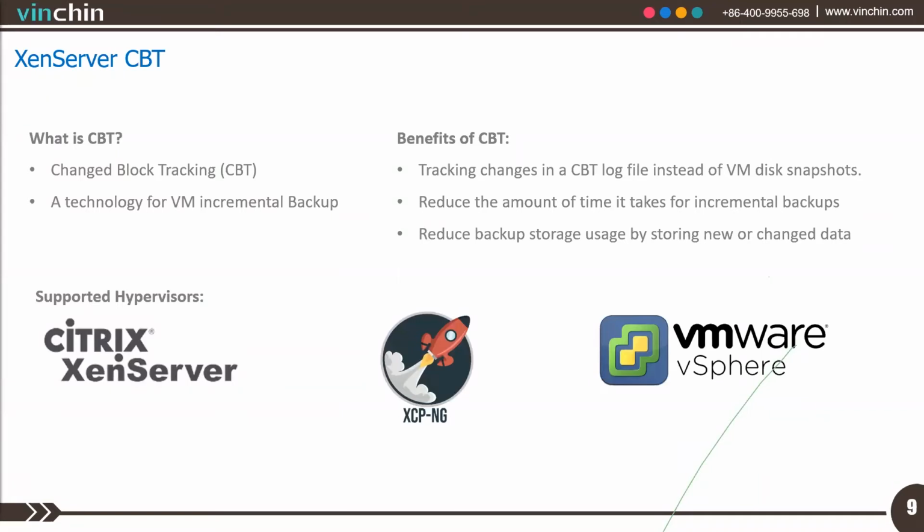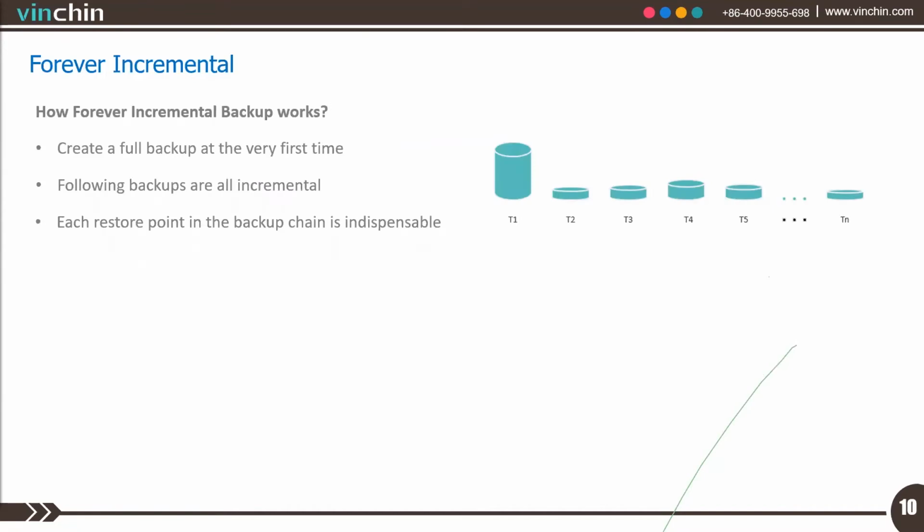Here's a list of which hypervisors on Vinchin Backup and Recovery server can support CBT, including VMware vSphere and the newly CBT-supported XenServer and the Xen-based XCP-ng. The next feature, forever incremental backup. Let's see how it works.